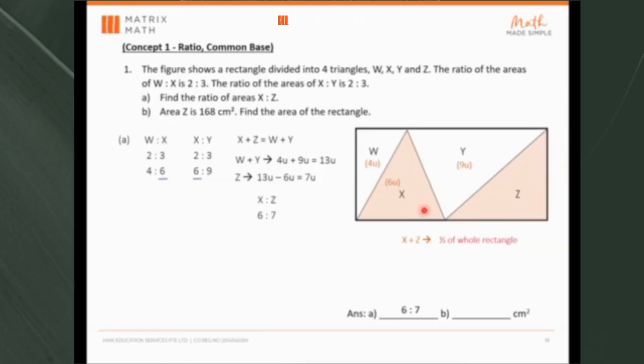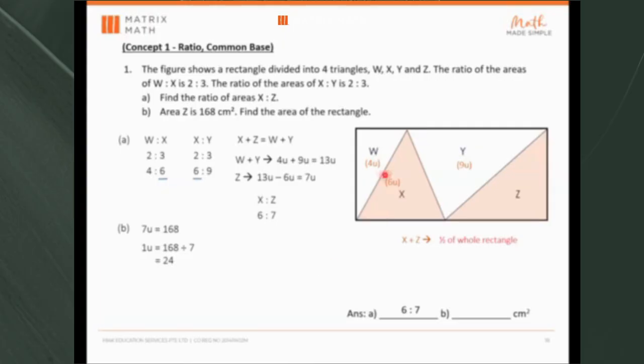So if you got part A wrong, most likely your part B will be wrong also, I believe. Okay, so for part B, you have the area of Z, which is 168. 168 will be 7 units then. Find the area of the whole rectangle. Okay, so 168 divided by 7 to get your 1 unit, which is 24.